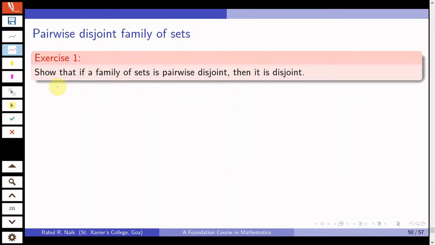The first exercise: show that if a family of sets is pairwise disjoint, then it is disjoint. This basically says that the family being pairwise disjoint implies that it is disjoint. So the pairwise disjoint term is stronger than disjoint, and it is very easy to show that this is true. So I am producing a proof for this.